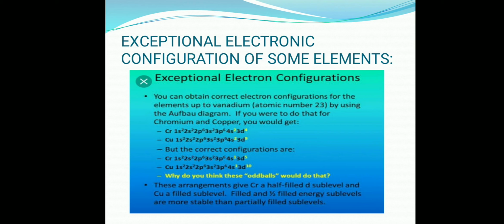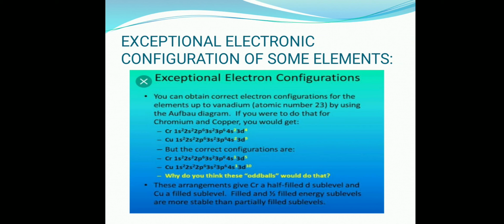We have exceptional electronic configurations for chromium and copper. On the basis of the Aufbau principle, chromium would have the electronic configuration 1s2, 2s2, 2p6, 3s2, 3p6, 4s2 and 3d4. For copper it would be 1s2, 2s2, 2p6, 3s2, 3p6, 4s2 and 3d9. But the correct configuration of chromium is 1s2, 2s2, 2p6, 3s2, 3p6, 4s1 and 3d5. For copper it is 1s2, 2s2, 2p6, 3s2, 3p6, 4s1 and 3d10.